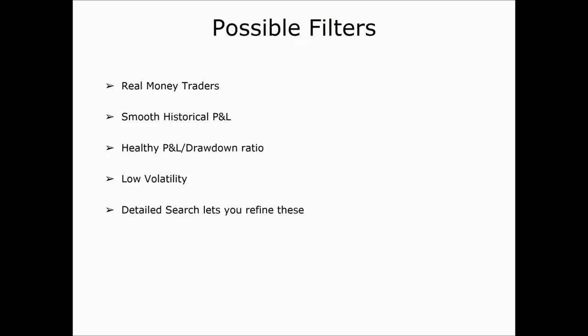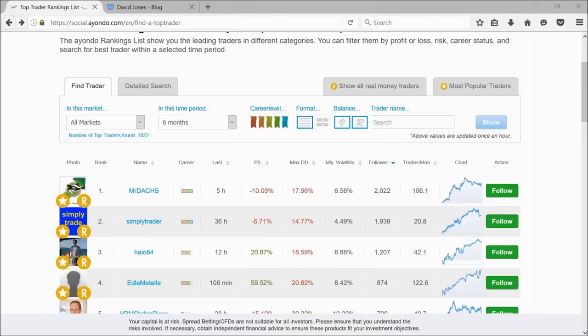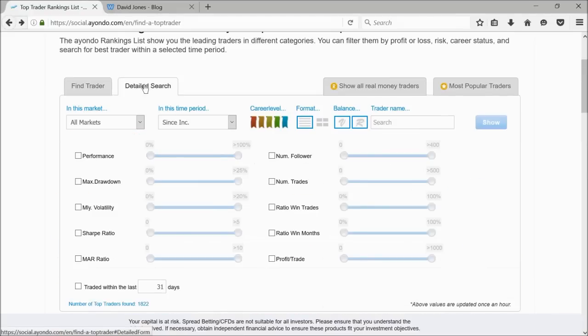So let's flick back now, and we'll try and find some traders. We've gone back to that top traders screen. What I'm going to do is a detailed search, so I click on this detailed search here. Here we go. I'll say, okay, all markets. I don't care what market they trade. I want to scan people who trade anything.